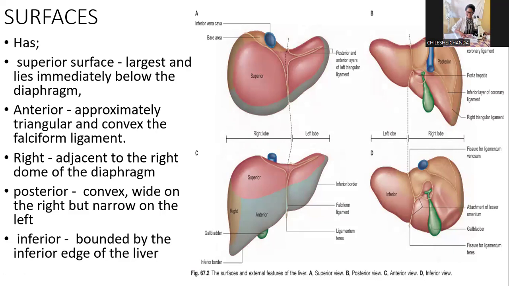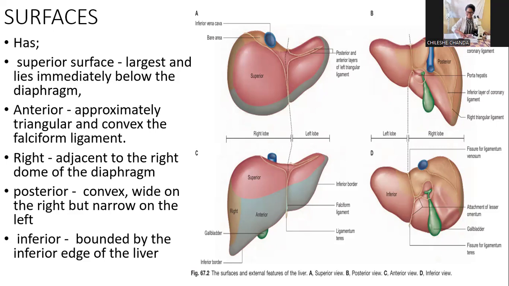Now, what are the surfaces of the liver? When you talk about surfaces of the liver, you are talking about how many sides the liver has. So we have the superior surface, meaning the side that you are able to see when you look at this human being from the top.